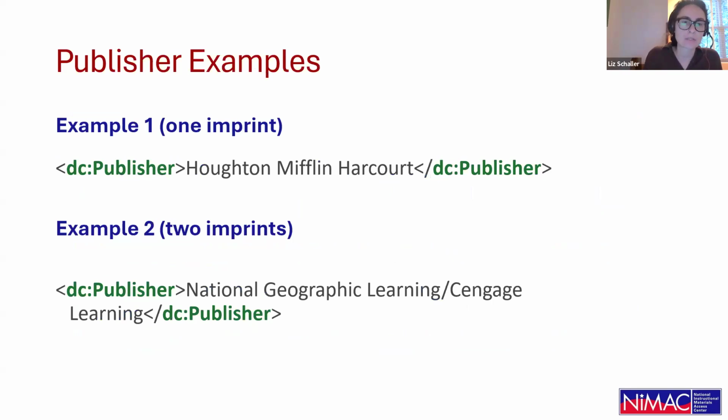Here are a couple examples. Example one shows what you would supply if there's just a single imprint on the PDF. And then example two shows how you would supply two imprints. So you'll see National Geographic Learning / Cengage Learning.